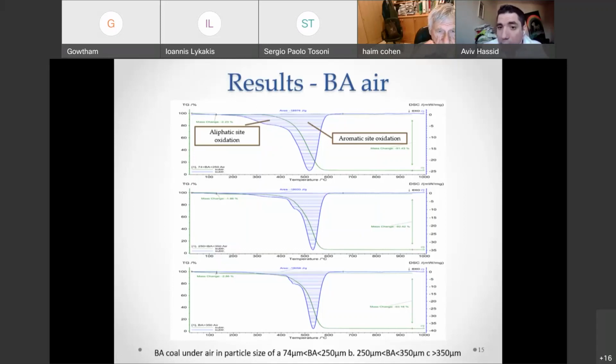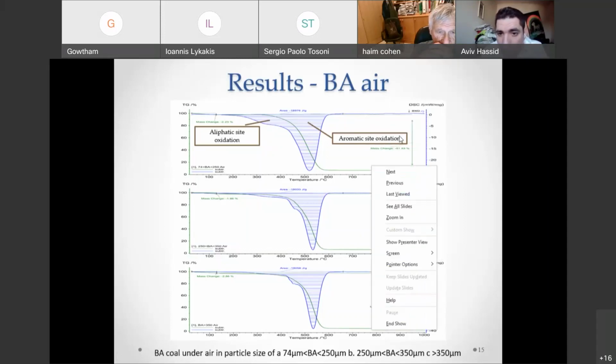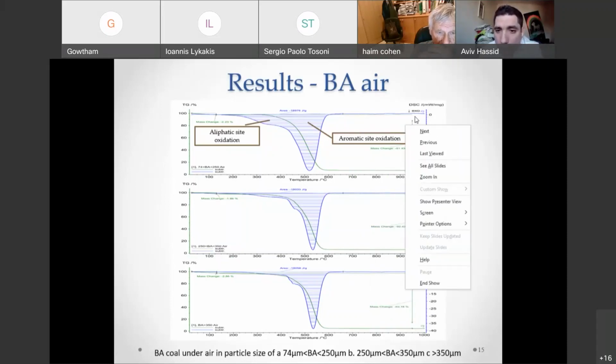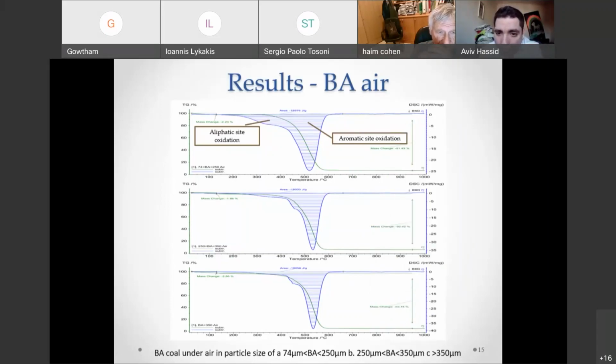Had we done that in an inert atmosphere, the mass change we see between 130 degrees and 950 degrees would help us determine the volatile matter content.